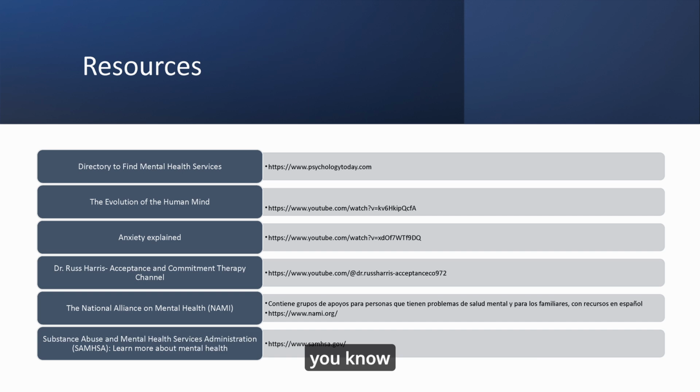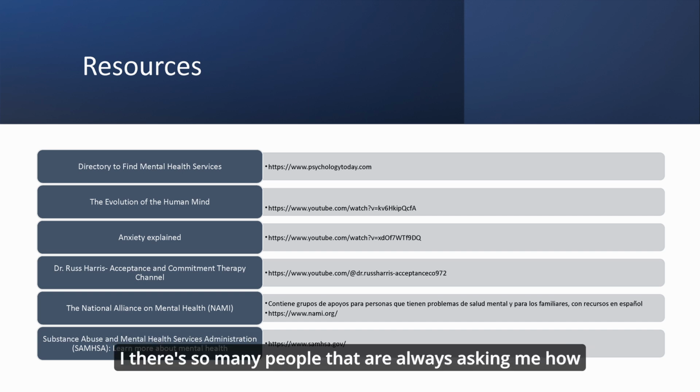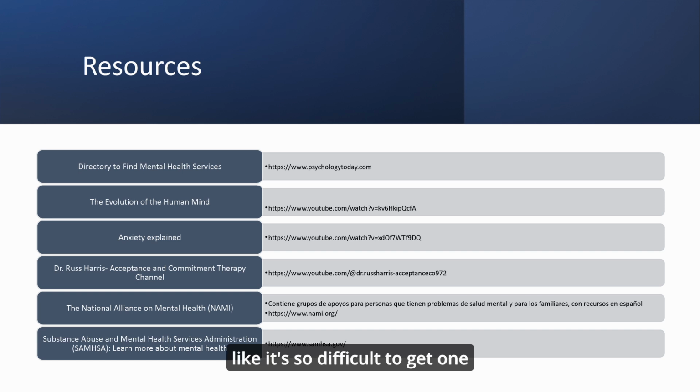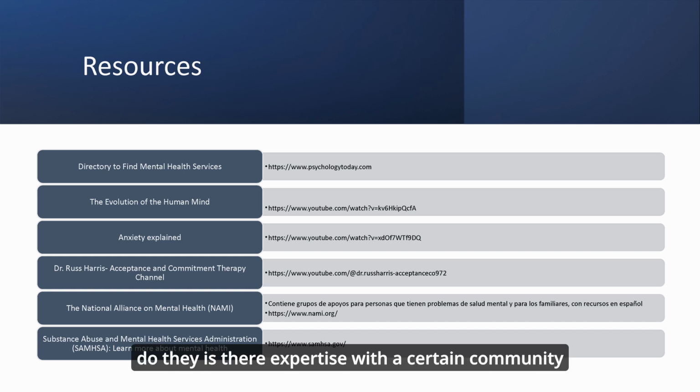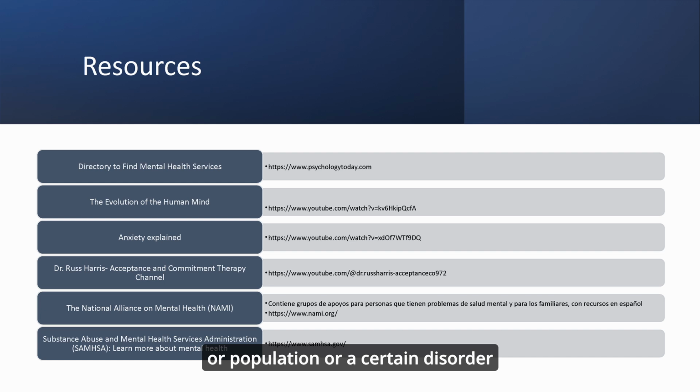So there are so many people that are always asking me, how do I get a psychologist? It's so difficult to get one, right? And so the directory, Psychology Today, is a directory where you can filter by zip code, online. Do they take your insurance? Do they speak Spanish or English or a different language? Is there expertise with a certain community or population or a certain disorder? It's very helpful. Then the Evolution of the Human Mind, it's a really cool video, about 3 minutes, but it really talks about some of the things that I discussed, evolution and why our brain developed the way it did.